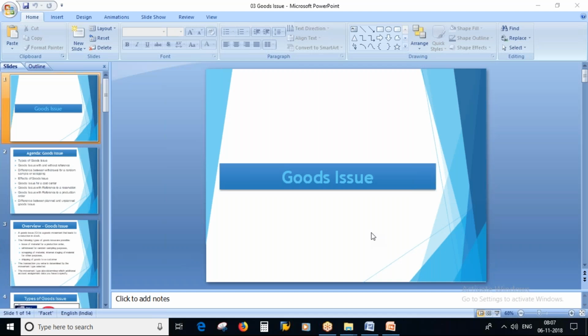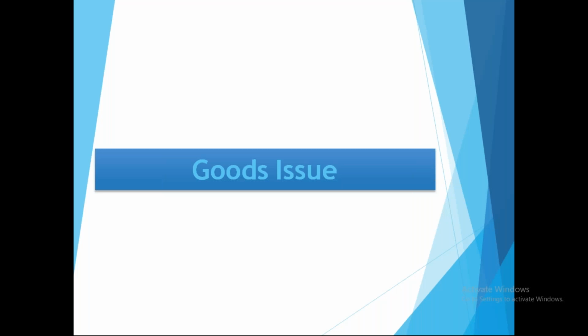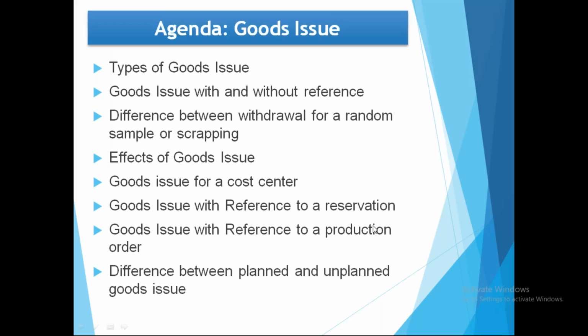So today we will be starting our next topic, that is goods issue. The topics that we are going to cover in goods issue: we will see what are the types of goods issue with and without reference, difference between withdrawal for random sampling and scrapping, effects of goods issue for a cost center, goods issue with reference to a reservation, goods issue with reference to a production order, and we will see difference between planned and unplanned goods issue.